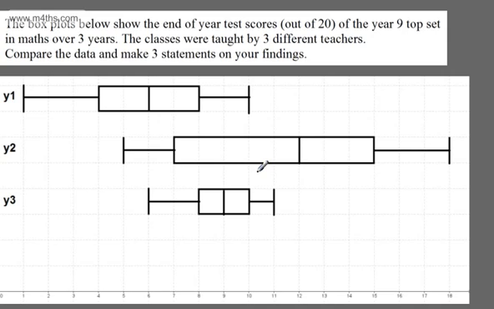You need to state these in relation to each other. So for example, if I just said this has got the highest median, we want the highest median score out of 20 over the 3 years. So look at things to make statements on. Look at the highest and lowest. Look at the spread of data, so the consistency. Look at the median score.